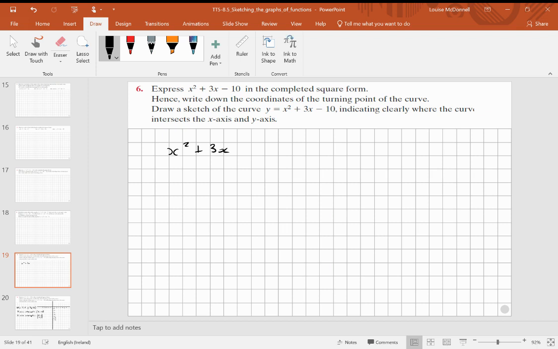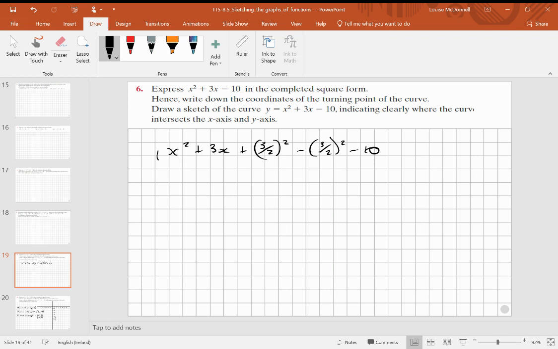Now, 3 there would be the b. So you half the b, you square it, and you add it on. So half of 3 is going to be 3 over 2. So we're going to add 3 over 2 to be squared, and then we're going to subtract 3 over 2 to be squared, because we can't just add something in. And then you take away 10.